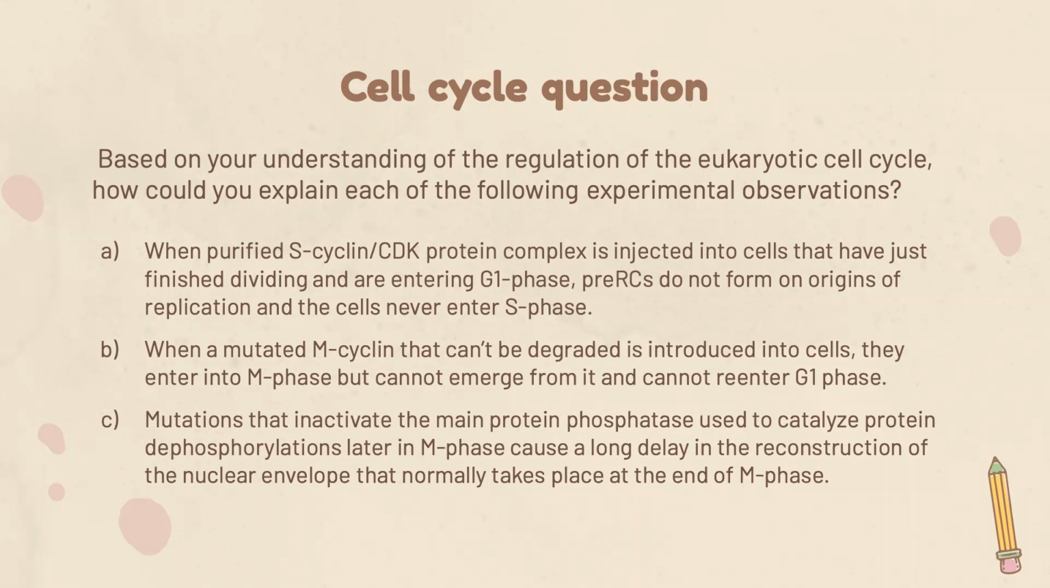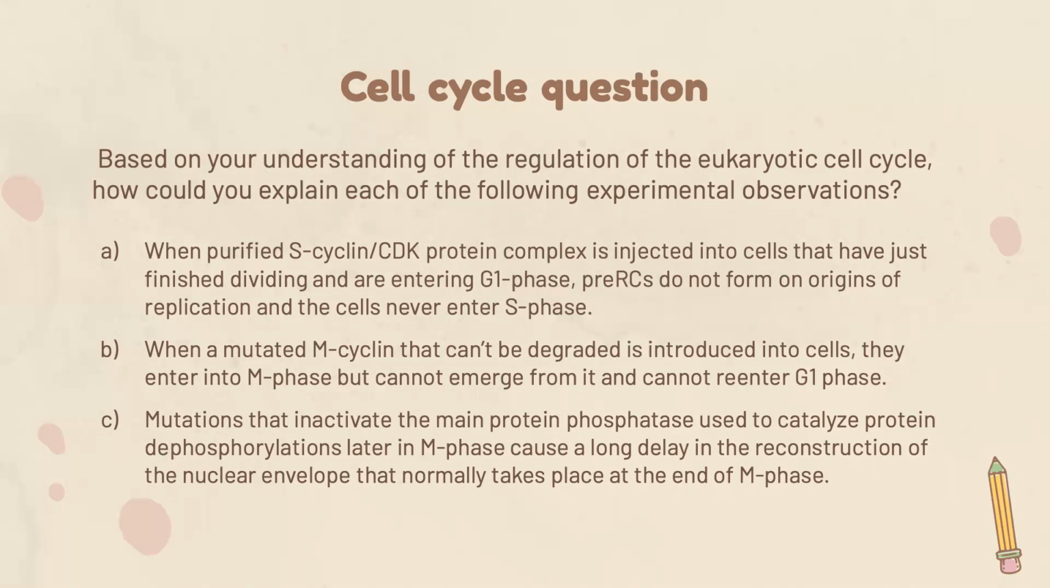Exactly. That S-cyclin CDK is going to phosphorylate ORC and CDC6 and MCM, right? Those three proteins. And then the pre-RC will not be able to form.